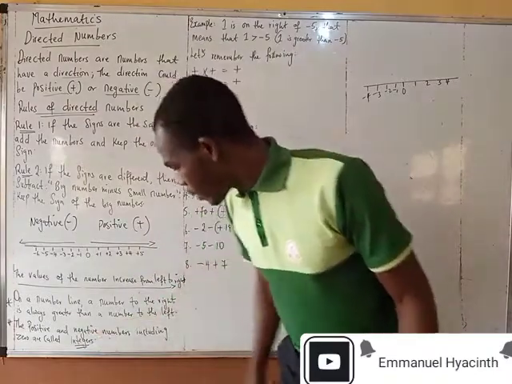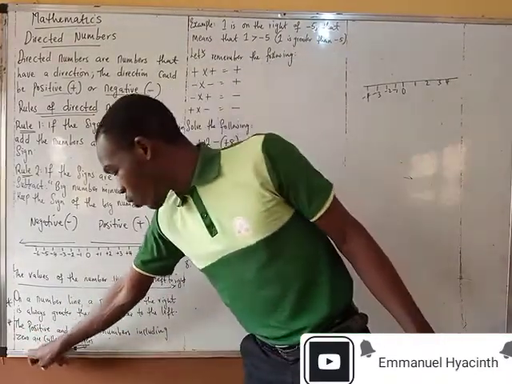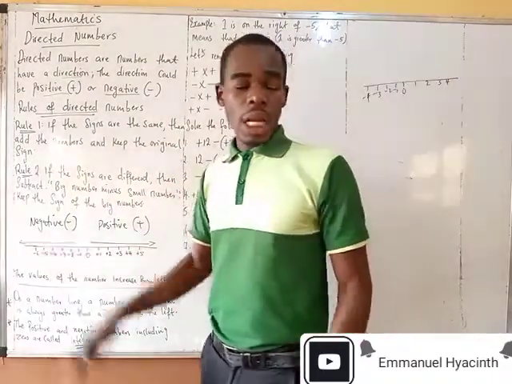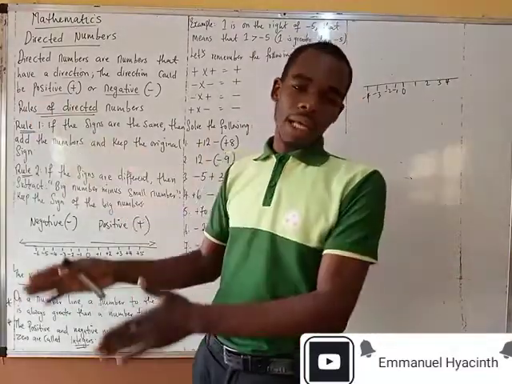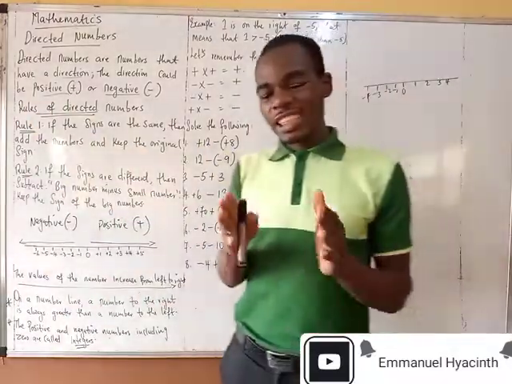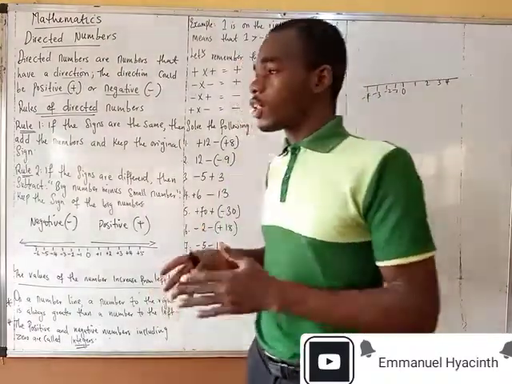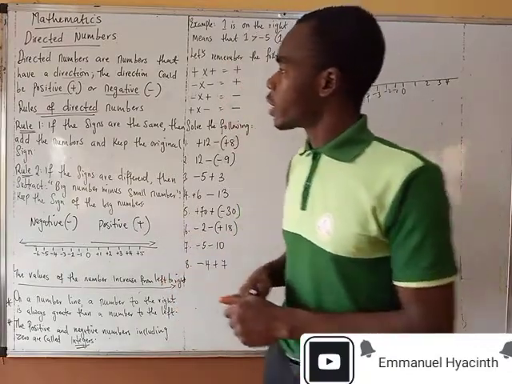Alright, so that is for that. Now we say that the positive and negative numbers including 0 are called integers. All these numbers, whether it has plus, minus or whatever, it's called what? Integers. Okay, so it's very important we take cognizance of that. It's called what? Integers. Alright, so that's just by the way.